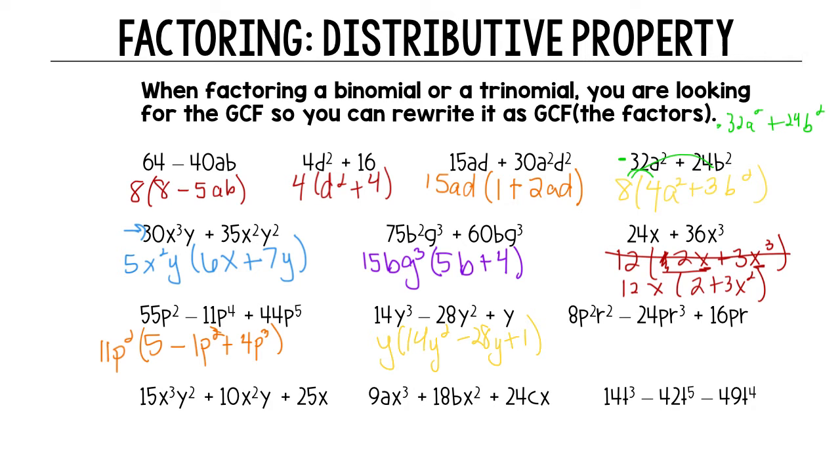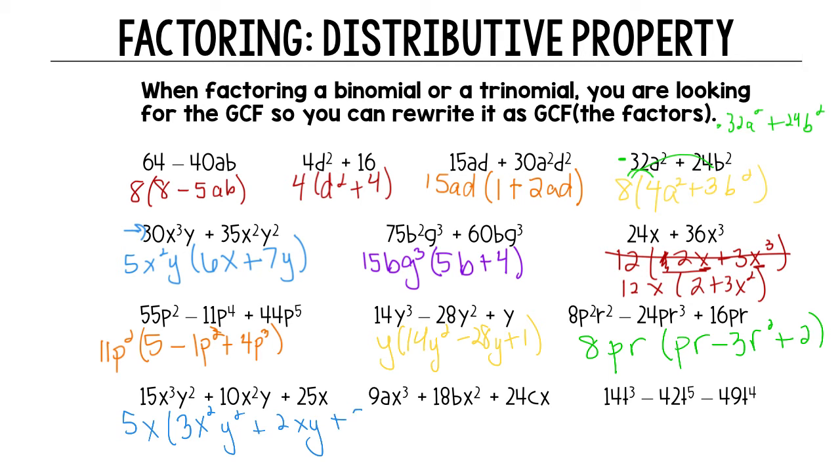Next, we can factor 8 out and a p and an r. That means we're left with pr minus 3r squared plus 2. Last 3 in this section. I can factor 5 out of all of these and an x. I'm left with 3x squared y squared plus 2xy plus 5.